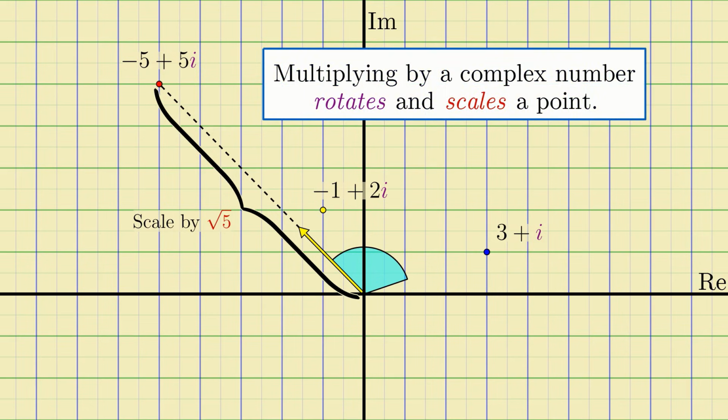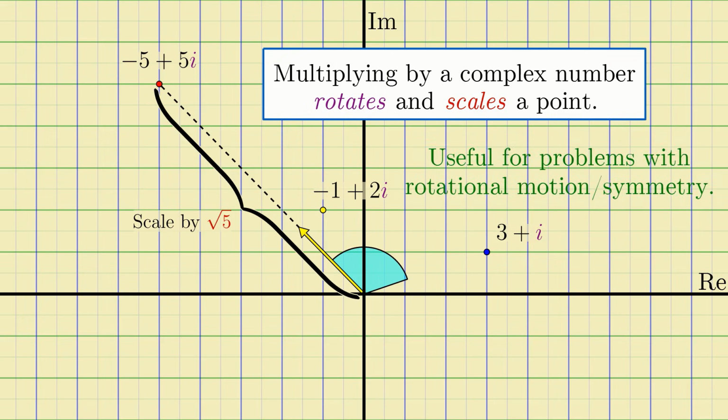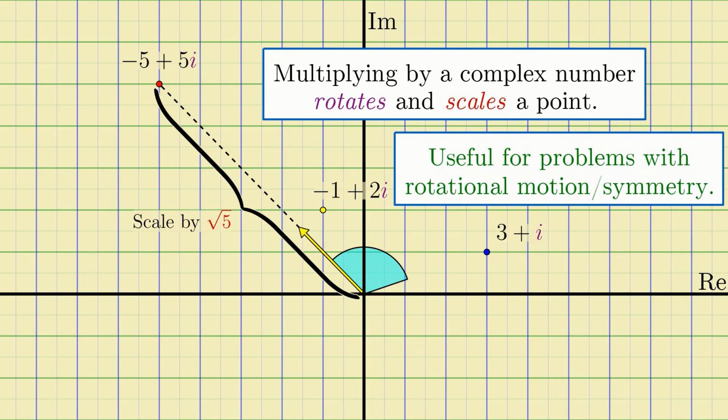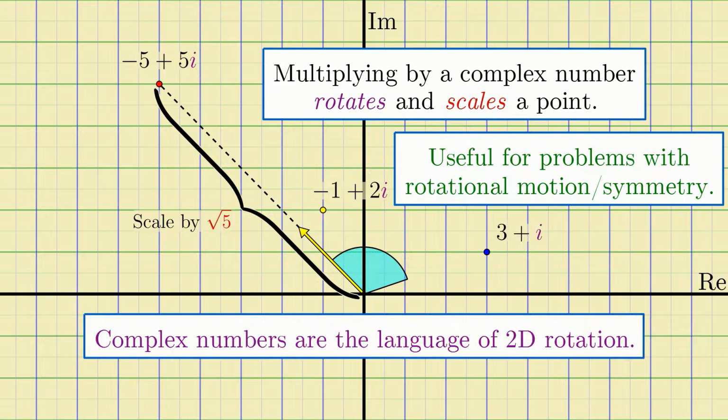Multiplying by a complex number rotates and scales a point, as opposed to real number multiplication, which only scales. So complex multiplication provides a very natural way to describe two-dimensional rotations. And because of this, complex numbers are often super useful for problems involving rotational motion or rotational symmetry. Complex numbers are the language of 2D rotation. To see what I mean, consider this example.